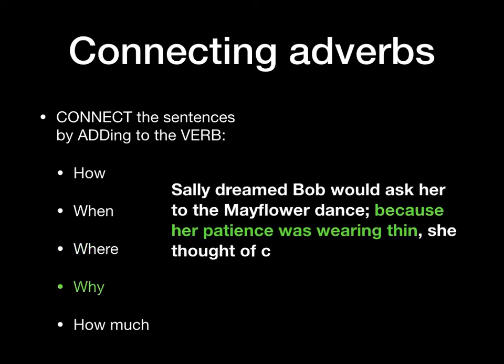Let's talk about why. Sally dreamed Bob would ask her to the Mayflower dance; because her patience was wearing thin, she thought of confessing her secret love to him. "Because her patience was wearing thin" describes why she thought of confessing her secret love for him.